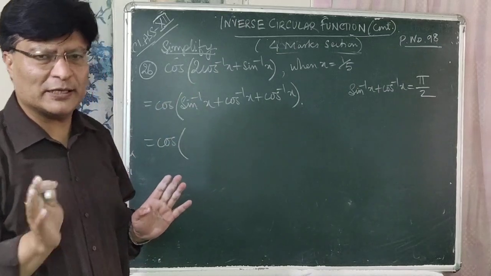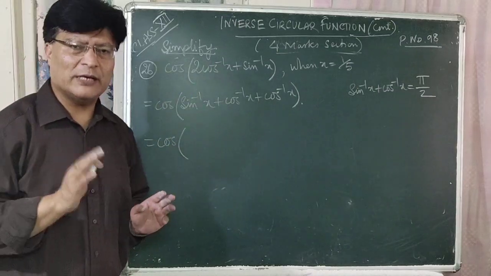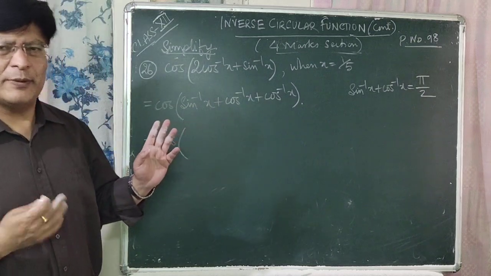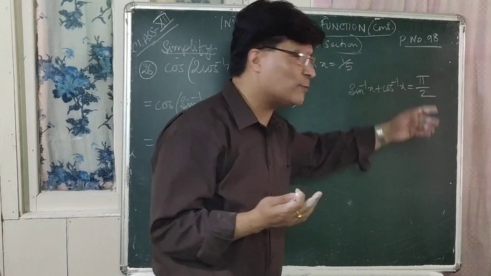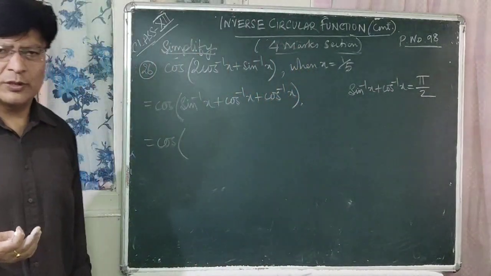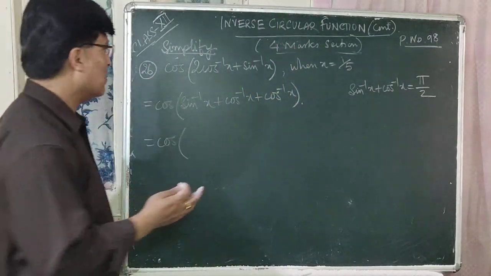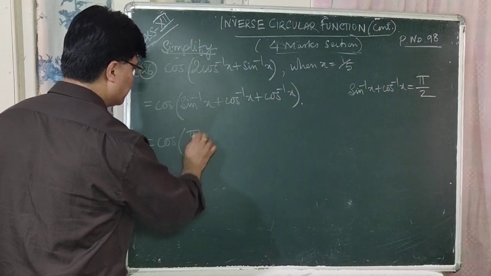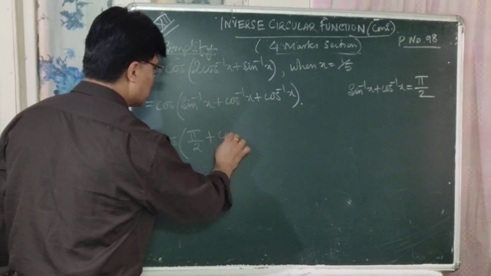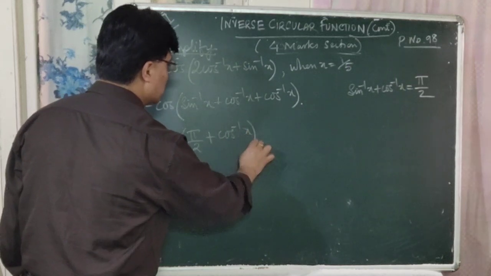It may not be in formula number 3. It may be 1, 2, 3, like that. But you should know this formula, that is sin inverse x plus cos inverse x is equal to pi by 2. So now, instead of sin inverse x plus cos inverse x, you can write pi by 2 plus cos inverse x.